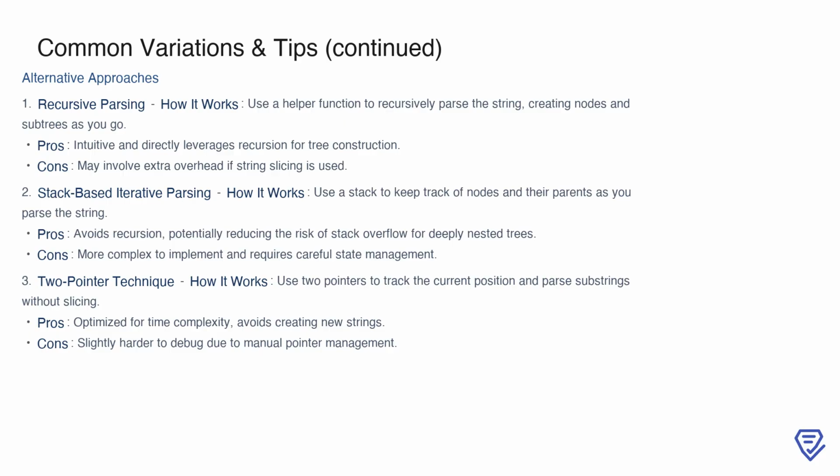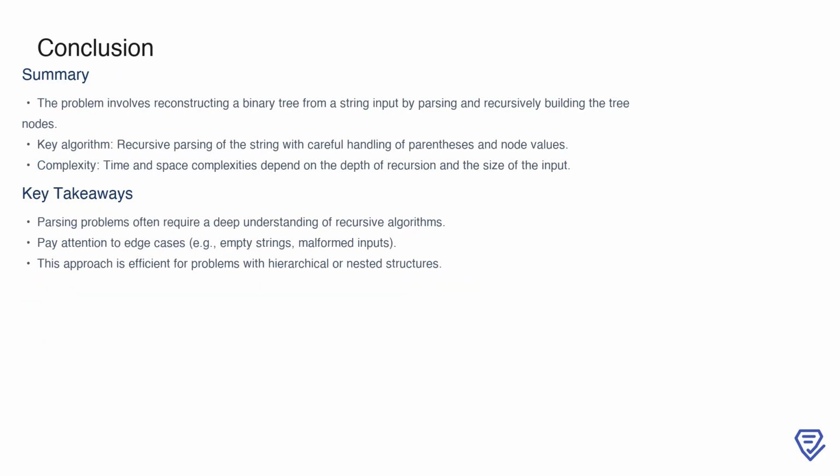Finally, the two-pointer technique can optimize time complexity by avoiding string slicing altogether. Instead, you use pointers to track positions within the string. While this method is efficient, it does require meticulous pointer management, which can make debugging slightly more challenging. Each of these approaches has its own trade-offs, so the choice depends on the specific constraints and priorities of the problem you're solving. Great job on completing this walkthrough.